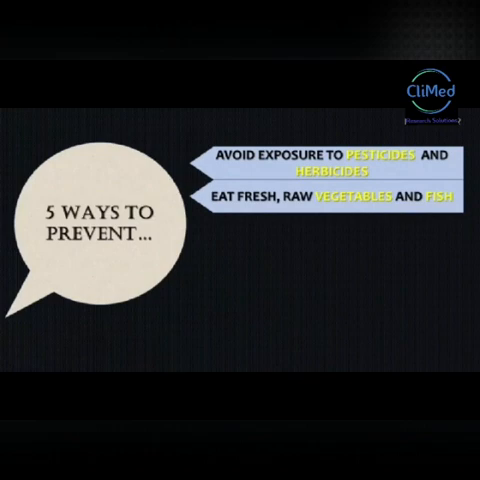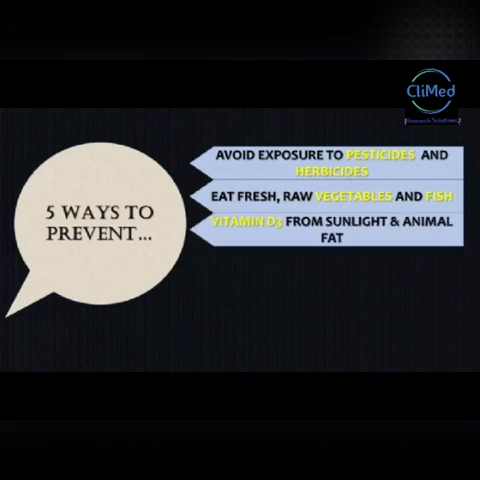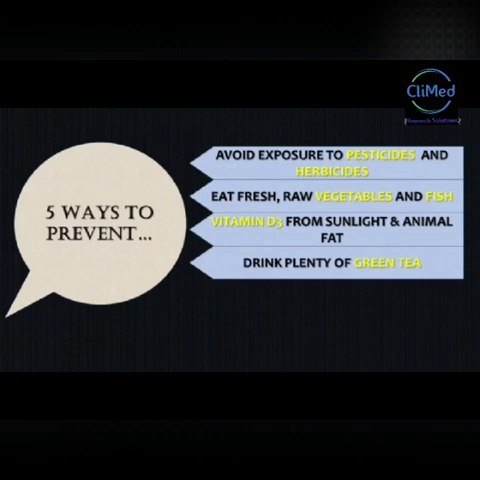And then they should eat a very good diet, that is fresh raw vegetables which contain folic acid, and fish which consists of omega fatty acids, which can help maintain normal metabolism. And then vitamin D3, which can be obtained from sunlight, and animal fat, which can also maintain very good brain health. And then drink plenty of green tea.